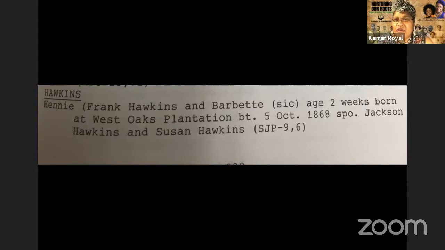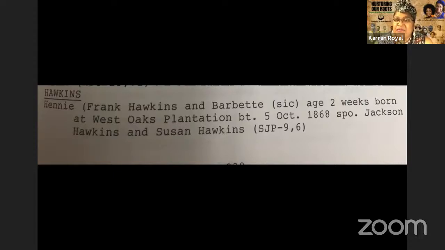This record is from Henny's baptism. And you'll also notice it says at West Oaks Plantation. She was baptized on October 5th, 1868. And her sponsors were Jackson Hawkins and Susan Hawkins. And those are the siblings of Frank, also known as Francis Hawkins. And oftentimes in Catholic baptismal records, the sponsors will be relatives.